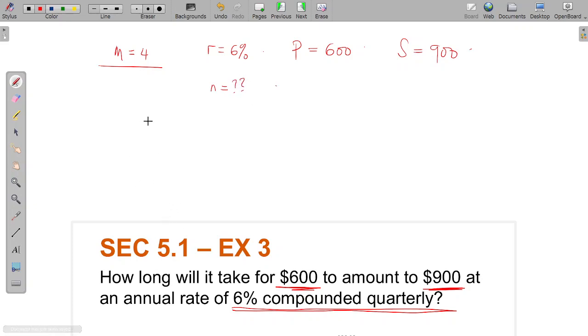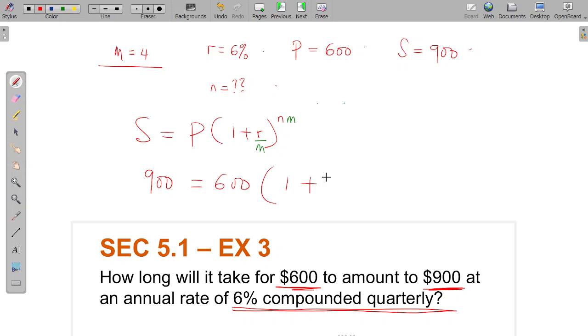Okay, so using our formula, S equals this raised to power N. But don't forget, in this case, this is not the formula to use. We must use this one, divided by M and multiplied by M. Please, you must know the right formula to use in each case. All right, so with this now, we need to find the values.